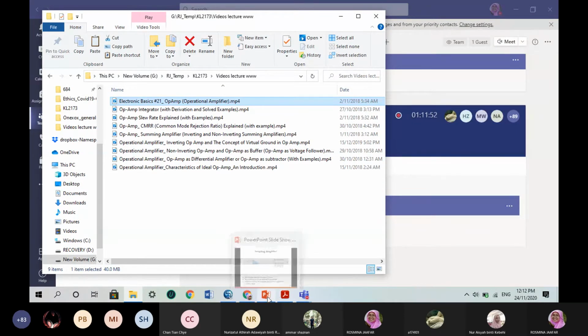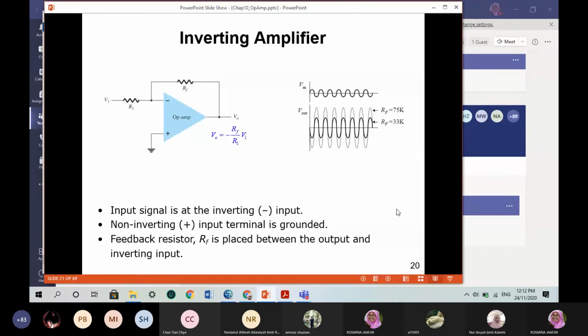Okay, so let's come back to the lecture notes. Okay, based on the videos, in fact from my previous slides, I have mentioned an op-amp can be made into many applications. And also depending on the arrangement, you can make the op-amp either an inverting amplifier.